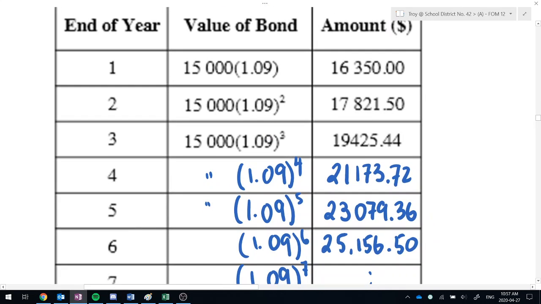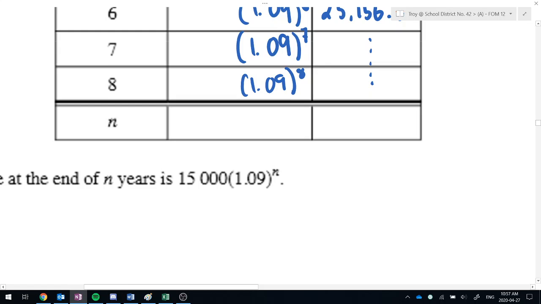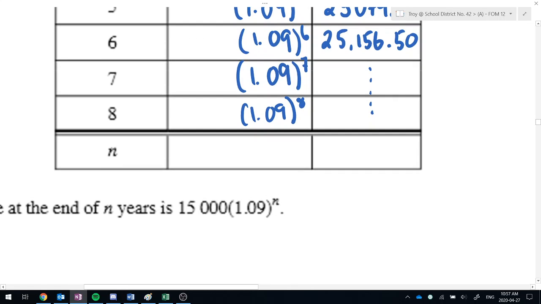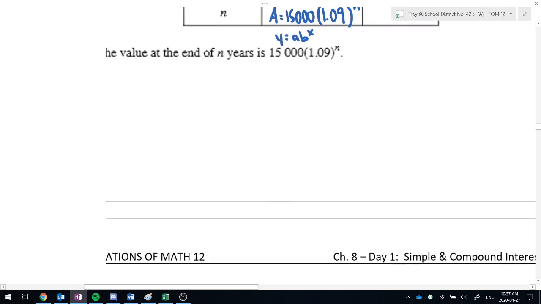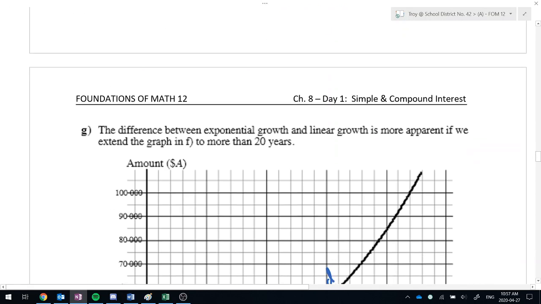All right. And in fact, if we take a look at the formula that we got for the compound interest, this right here is our total amount. That's 15,000 times 1.09 to the power of n. That's an exponential function. This is y equals a times b to the power of x, right? So it's an exponential function, so we would expect this kind of shape.